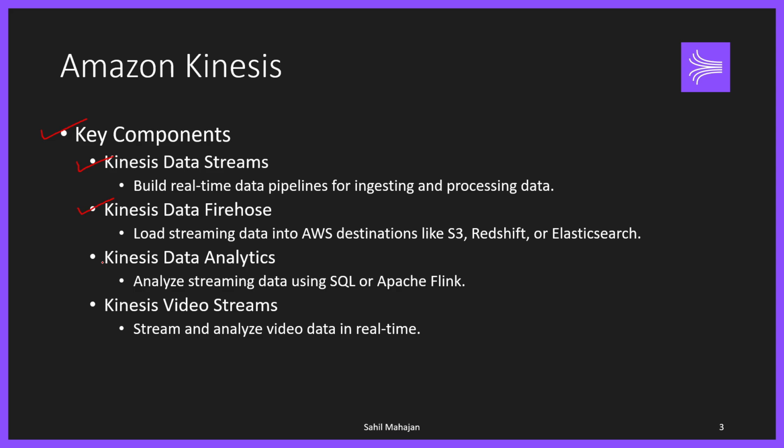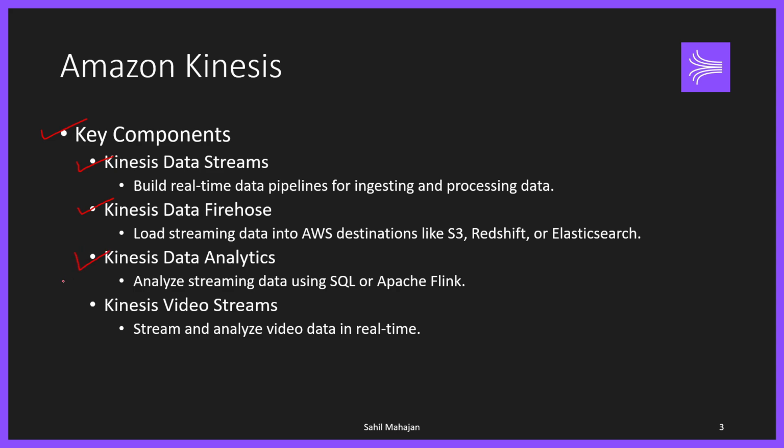Next is Kinesis Data Firehose. This is for loading streaming data into AWS destinations like S3, Redshift, or Elasticsearch. Say you have a use case wherein you are collecting a lot of IoT data from many devices deployed, and you would like to store that data in maybe Elasticsearch, Redshift, or S3. That's where you would use Kinesis Data Firehose. It basically collects data from various different endpoints or services, combines them together, and puts it into an AWS destination.